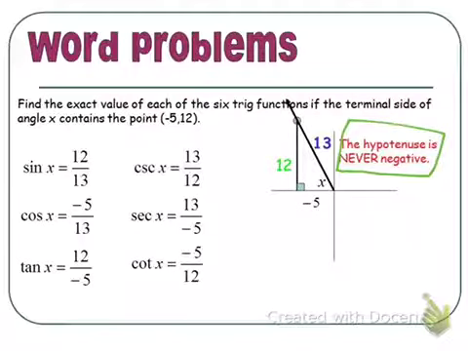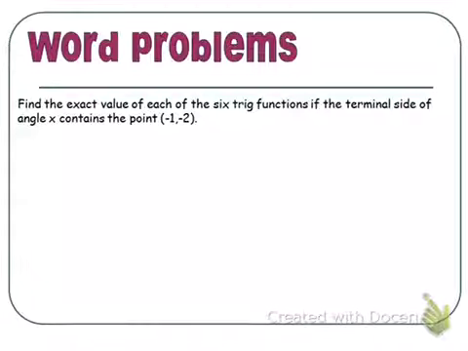Okay? Next example. This takes us into the third quadrant, right? Find the exact value of each of the 6 trig functions if the terminal side of the angle is passing through the point -1, -2.